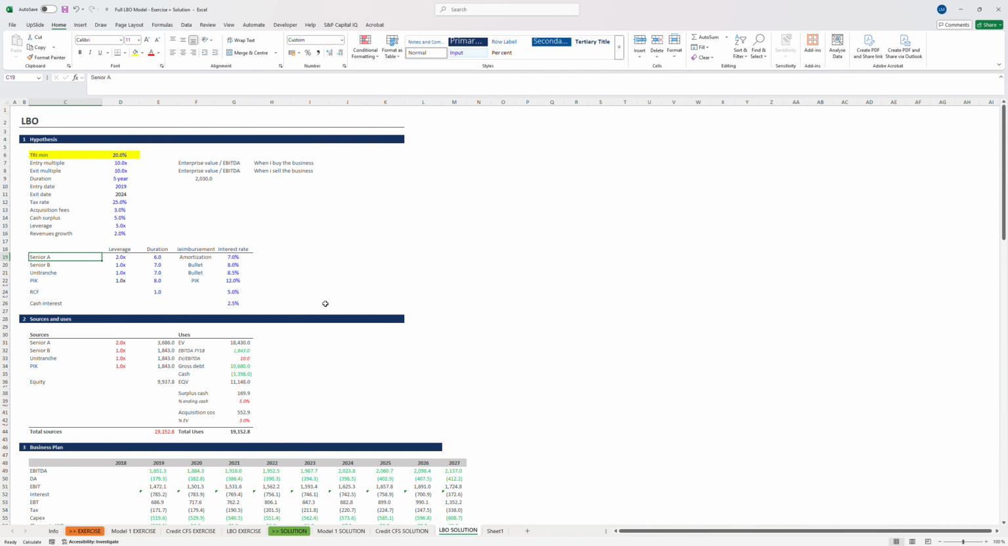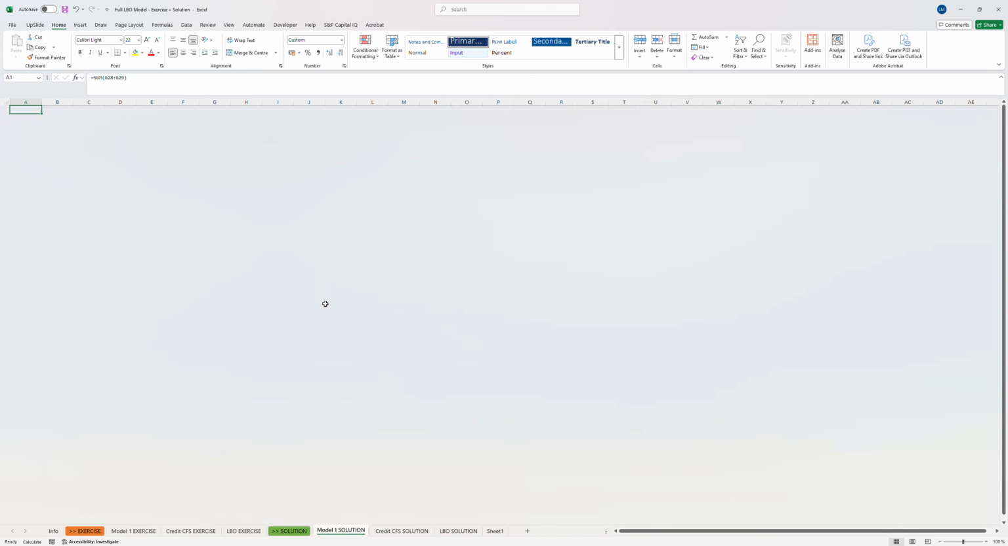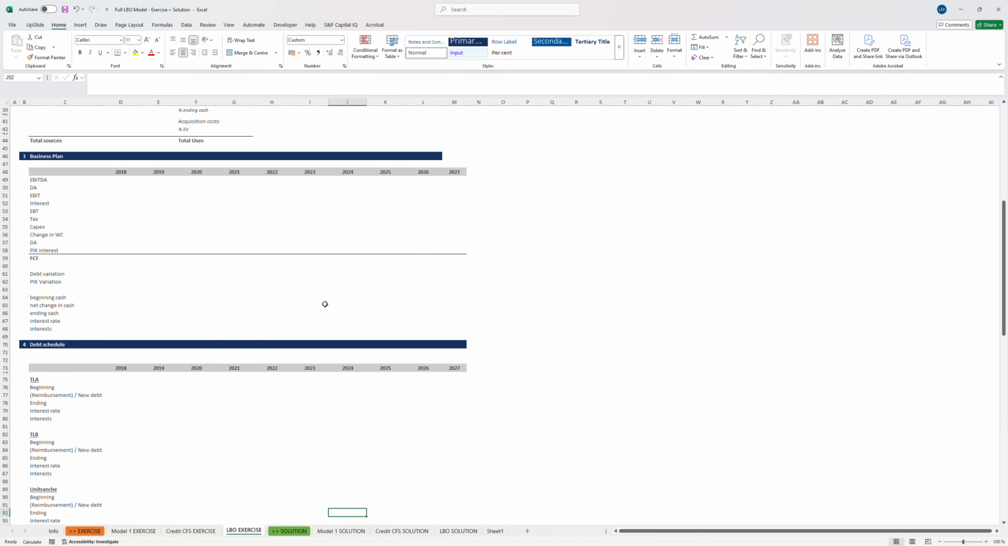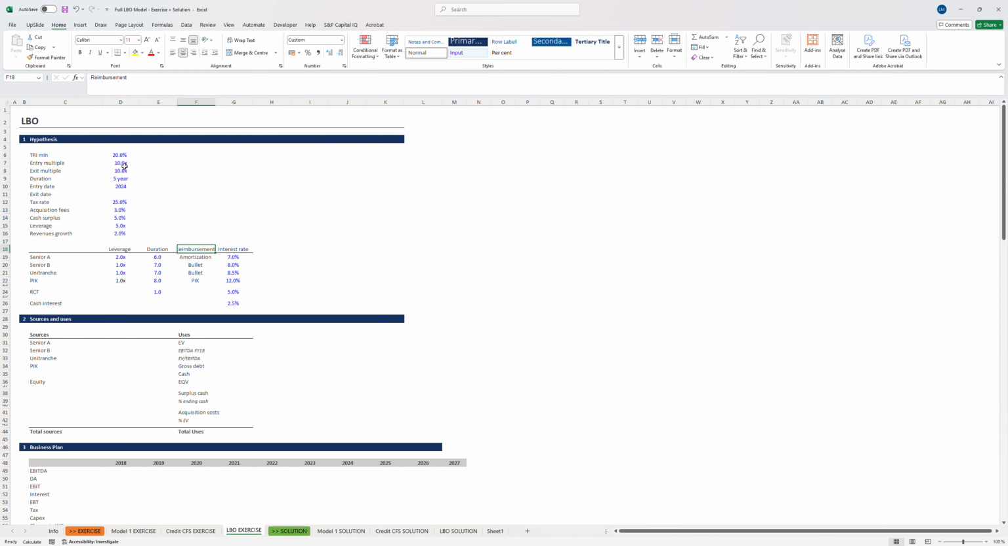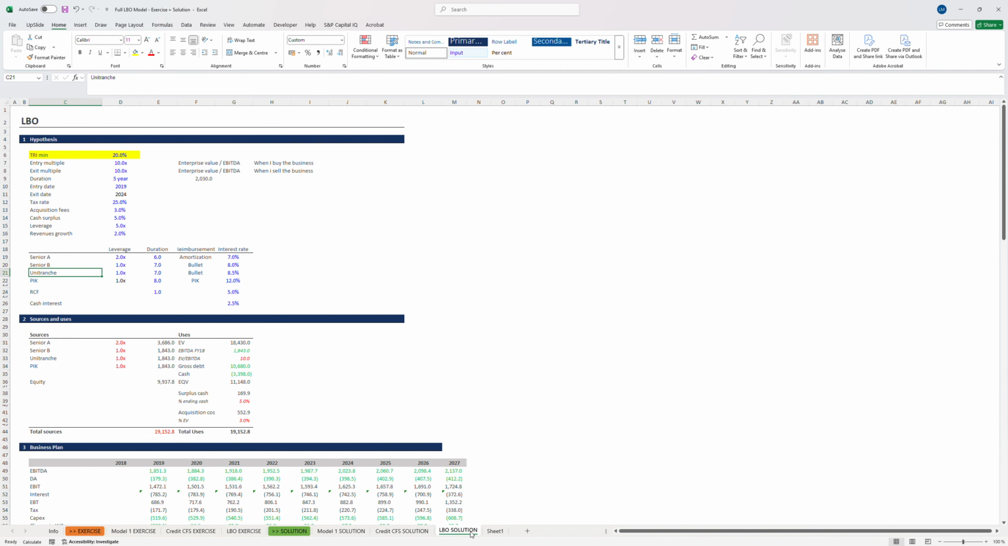Okay, so now you have your first, let's say, debt overview. So I give you as assumptions senior A, senior B, unitranche. To show you, it looks like this when it's not done. These are hypotheses, everything in blue. This is a color code: everything in blue is hard coded, everything in black is a formula. See, this is a formula. Okay, so now you see basically your leverage. So these are the assumptions.